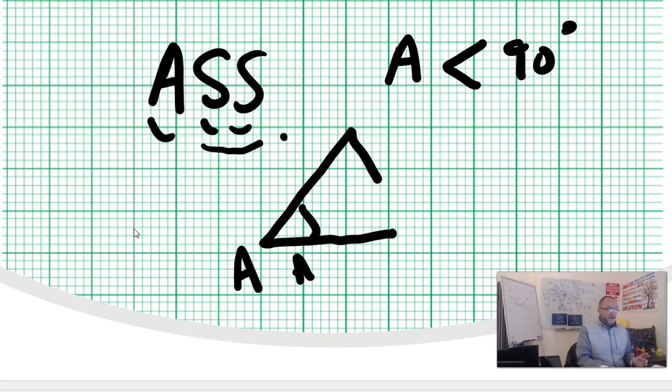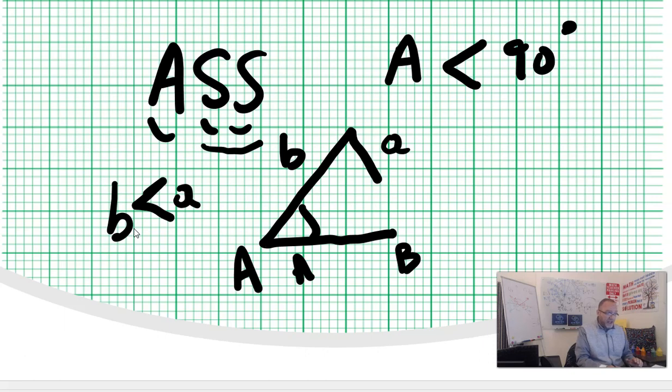Now, if I call this one B, because this is my angle B, it's going to be here, and this is going to be A. Now, if B is smaller than A, or this side A across from that angle that I'm interested in is larger than B, then by all means, I can finish the triangle, constructing geometrically, and I get one triangle.